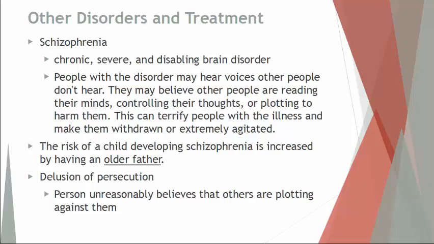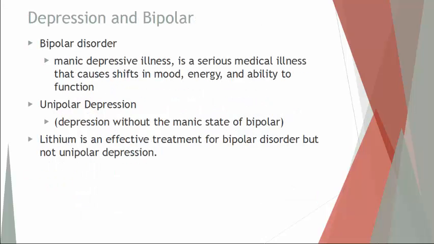And one of the risk factors for developing schizophrenia is having a father who is older. So the older that you are whenever you have children, male or female, leads to a higher rate of birth defects or mental disorders. It's not a guarantee that you'll get them, but it doesn't help either. And the last bullet point here, delusion of persecution. They unreasonably think that everyone is out to get them, which just leads to their paranoia and leads to their agitation. Okay, next we'll go into depression and bipolar disorders.